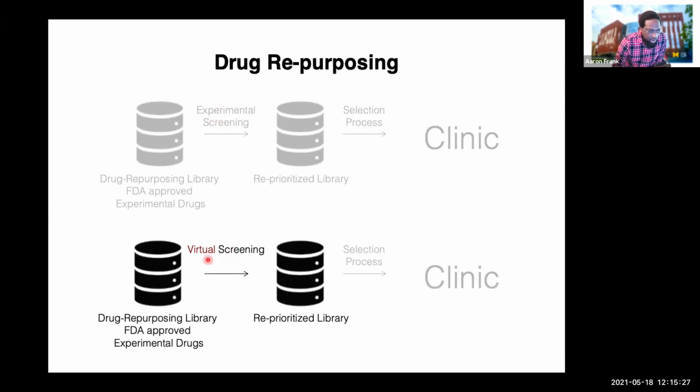So another alternative would be to do this virtually, right? Where you use some kind of fast and efficient and cheap computational technique to prioritize the same library, right? And then use that reprioritized library to then do a selection of the best molecules and then advance that to the clinic. And so this latter approach is kind of what we try to execute here.